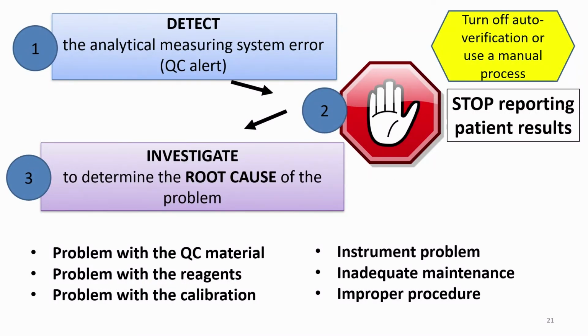Okay, so we've detected the analytical measurement system error by ensuring our QC program is sufficient to issue a QC alert when we have an out-of-control condition. We then want to immediately stop reporting patient results by turning off auto verification in our LIS system if that's what we're using. If not, we can use a manual process. The next step is to investigate to determine the root cause of the problem.